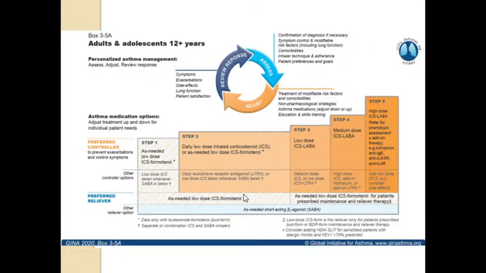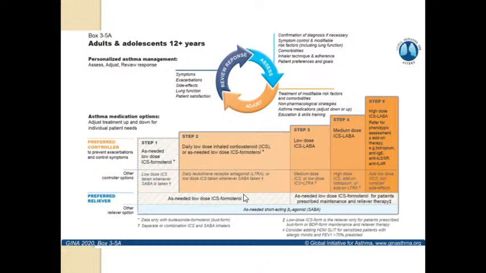Step 2 is not changed: low-dose inhaled corticosteroids, but daily low-dose inhaled corticosteroids or as-needed low-dose inhaled corticosteroids plus formoterol as a control medication. But in step 3, low-dose inhaled corticosteroids plus LABA is the first choice. If step 2 is low-dose corticosteroids, in step 3 obviously it's the combination of inhaled corticosteroids plus LABA. Step 4, medium-dose inhaled corticosteroids plus LABA. In this step, if we didn't reach control, we can add triple therapy, tiotropium bromide.